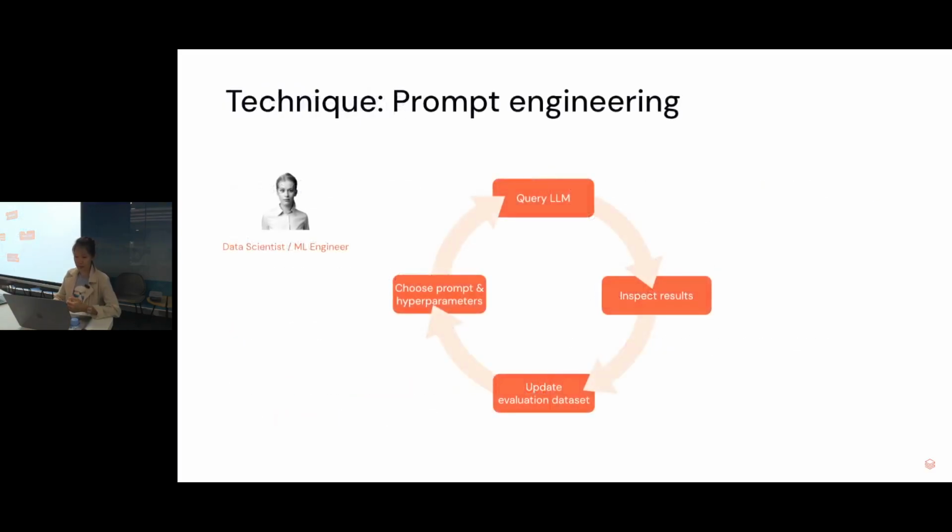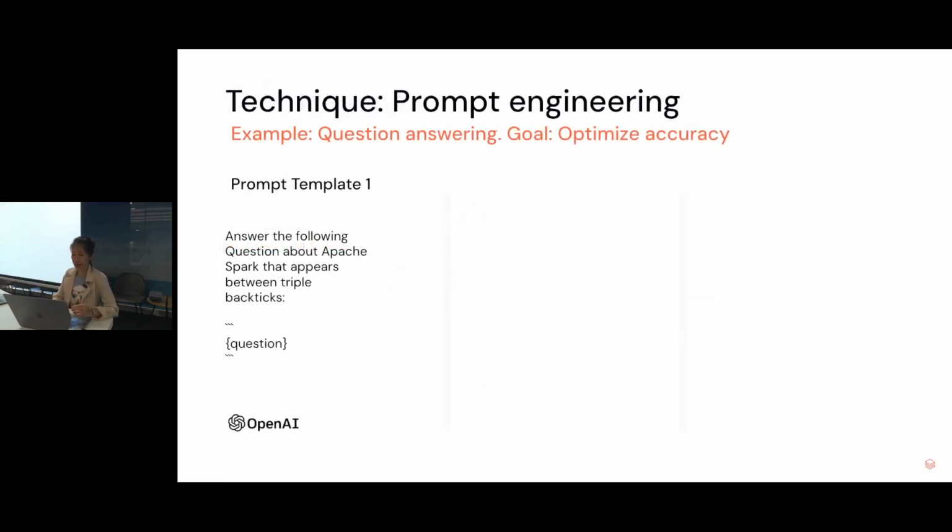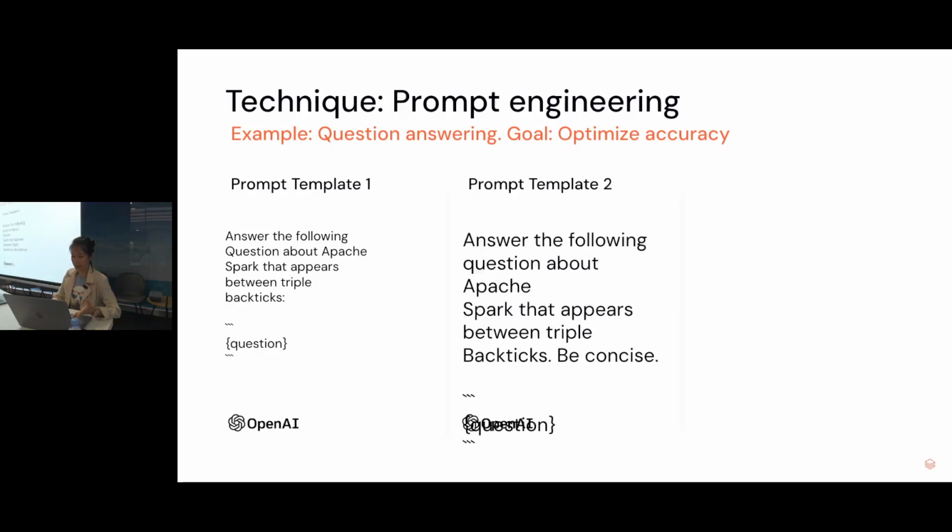So this is what we do. This is an example of prompt engineering where we start off with one template, like answer the following question about Apache Spark, or you can also say be concise if the model starts to become too long-winded or it starts to repeat itself a lot.